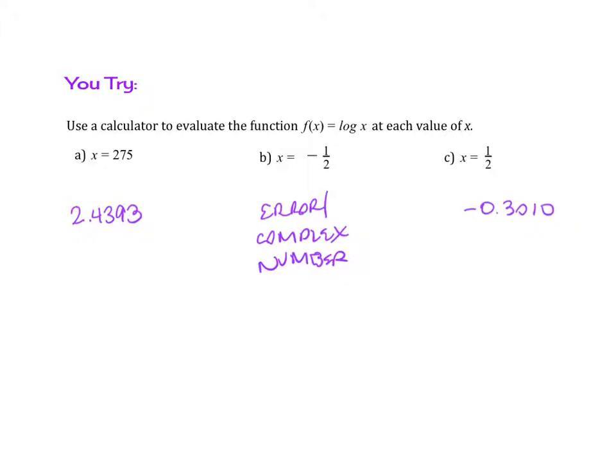Okay, you tried this out. Letter A, you would have gotten 2.4393. Letter B, you would get an error, so it's negative, so it's a complex number. And letter C, you would get -0.3010.